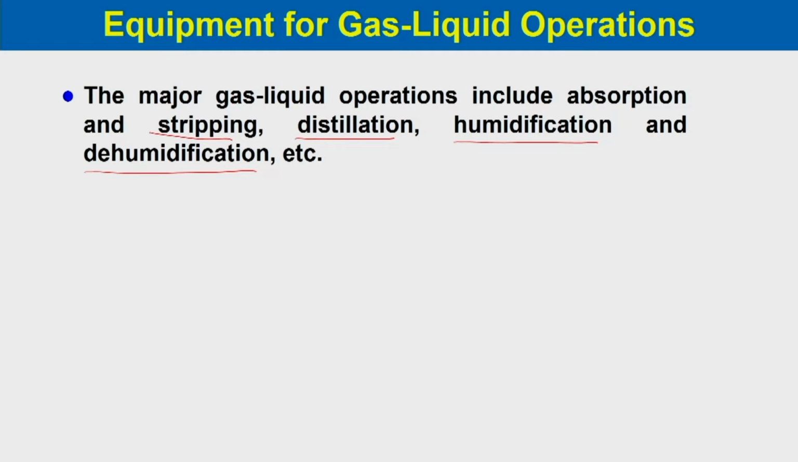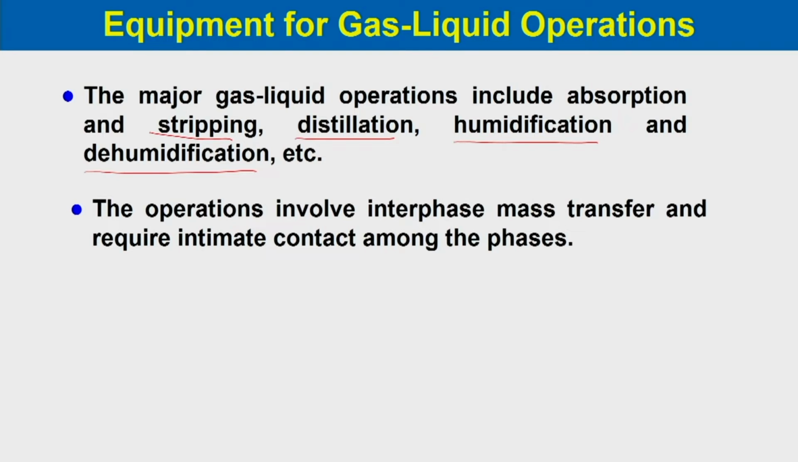In absorption or stripping, at the beginning we have already discussed how absorption occurs and how stripping occurs, and the fundamentals of distillation, how the separation happens and based on what conditions. But the equipment used for absorption, stripping, distillation, humidification and dehumidification is almost similar in nature, and for industrial scale we use either a tray column or a packed column.